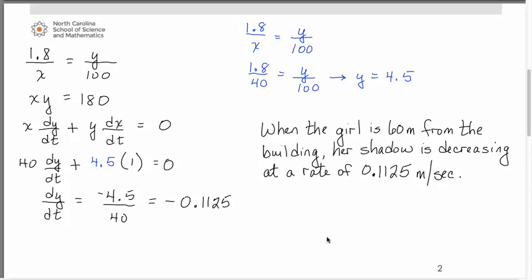Notice that when we write up our conclusion, we do not include that negative in the answer. The negative is really just telling us that the length of the shadow is decreasing, which we've already taken care of by saying the shadow is decreasing at a rate of 0.1125 meters per second. So please take note of little things like that because they do make a difference. Also, as we've noticed in other problems, the units of measure are just meters per second because the height is a linear measurement, which would have been measured in meters.